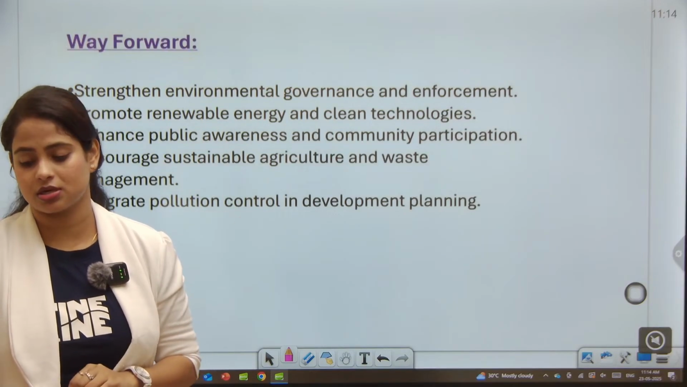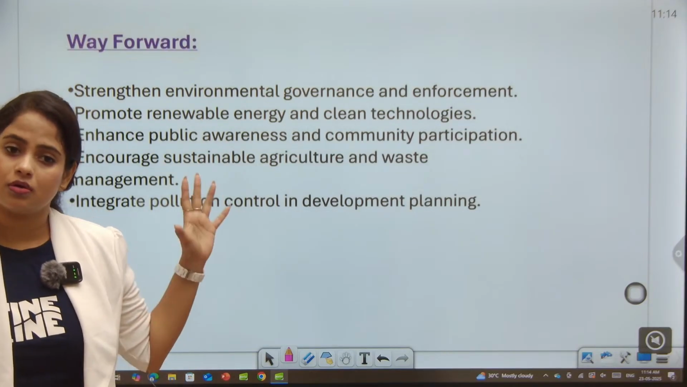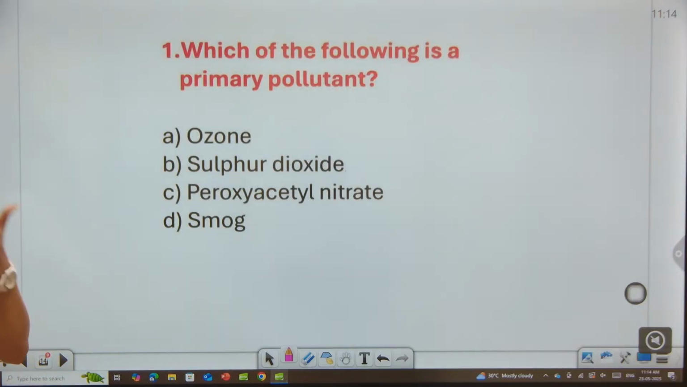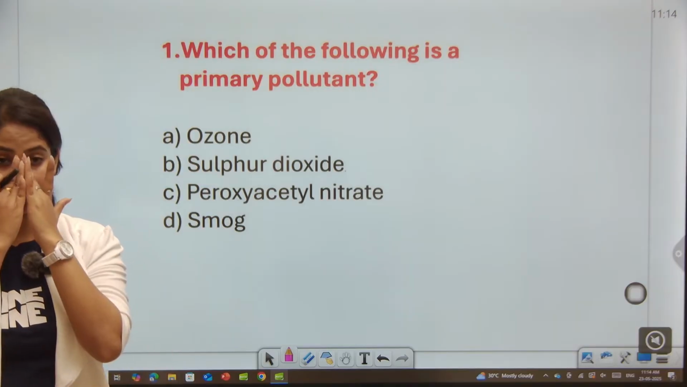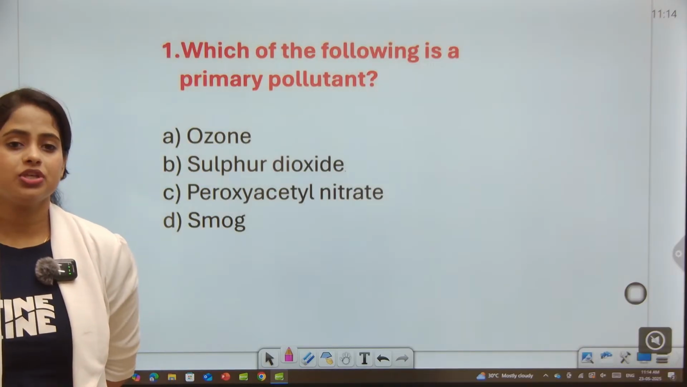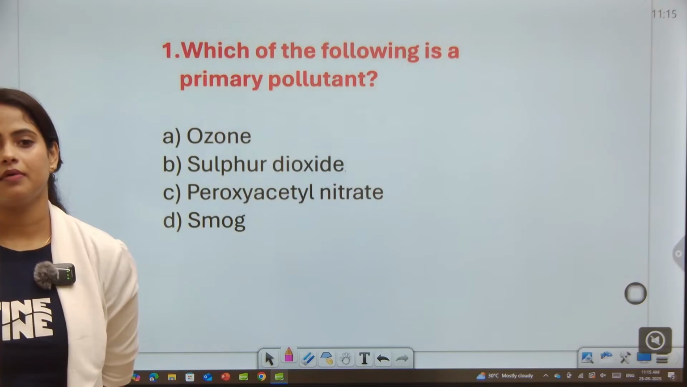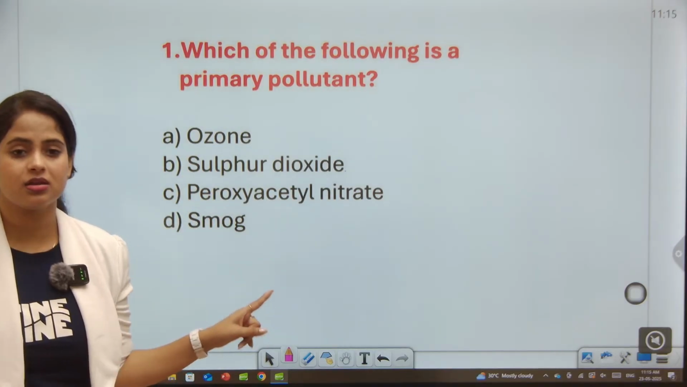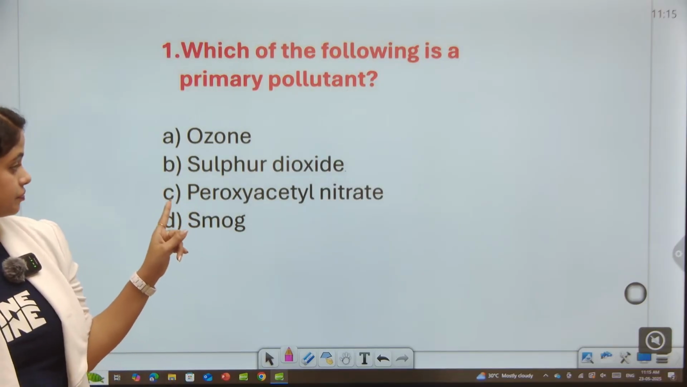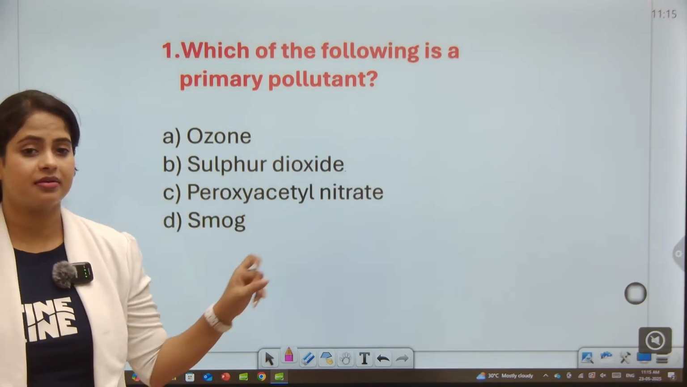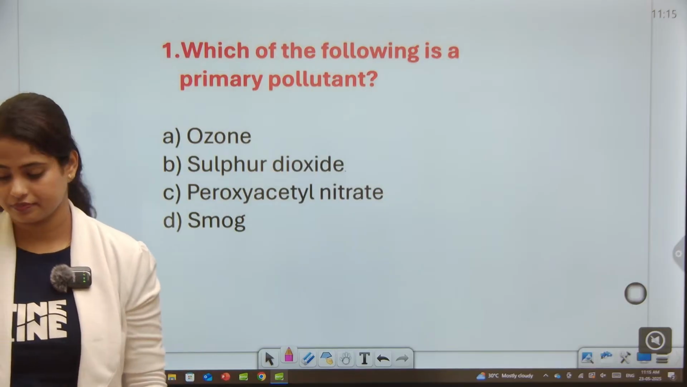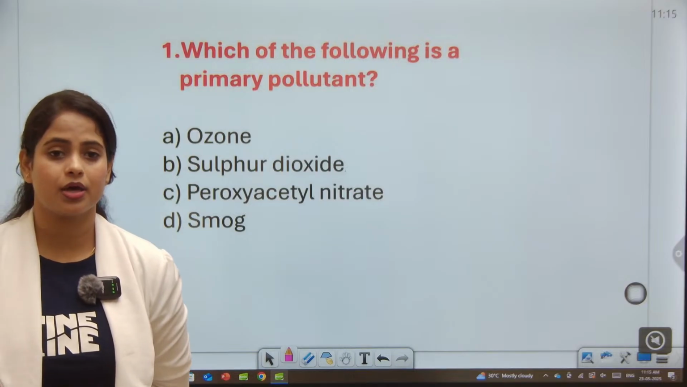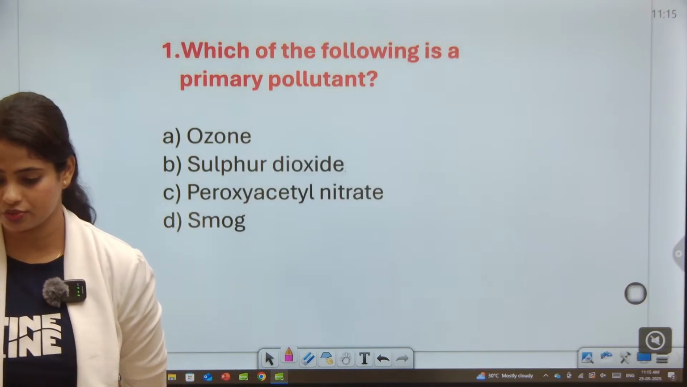Now we will discuss the MCQs on the topic of pollution. Tell me the right answer in the comment section. Which of the following is a primary pollutant? Ozone, sulfur dioxide, peroxyacetyl nitrate, or smoke? Tell me what will be the right answer of question number 1.